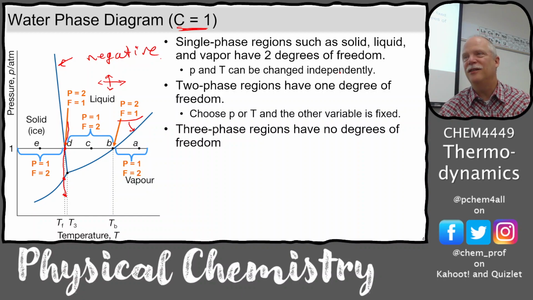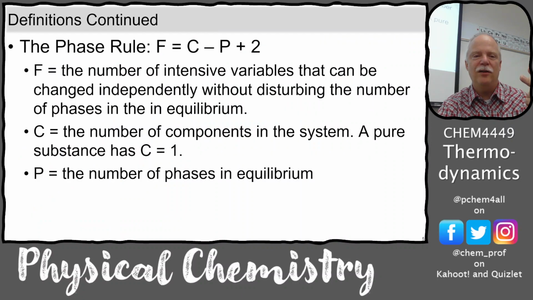We could have mixtures with 2 components, and so it gets more complicated, and we'll get into that a little bit later. But I wanted to introduce this concept of number of components, that's C, number of phases, that's P, and degrees of freedom is F. And there's this thing called the phase rule. The degrees of freedom you have is the number of components minus the number of phases plus 2: F = C - P + 2.